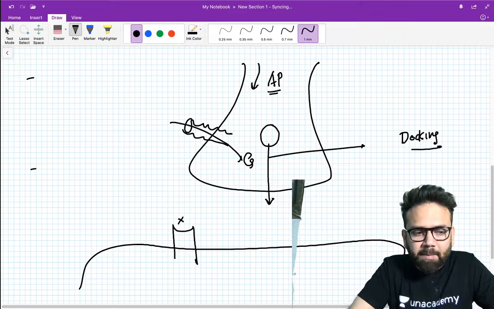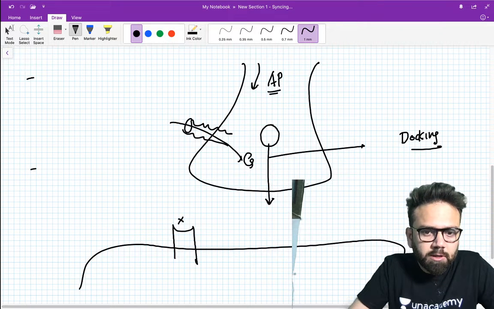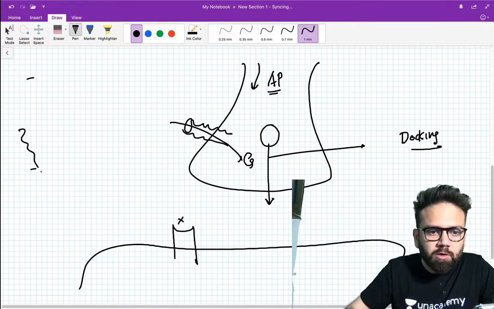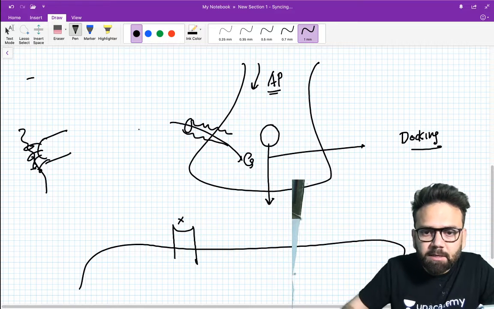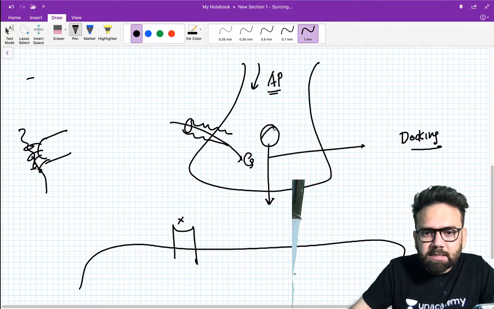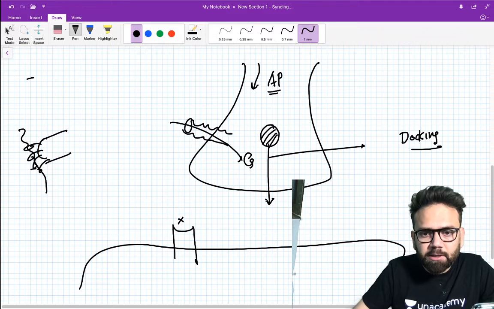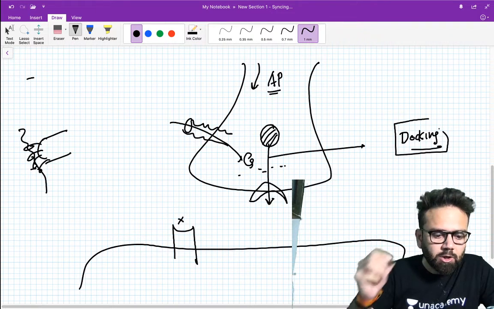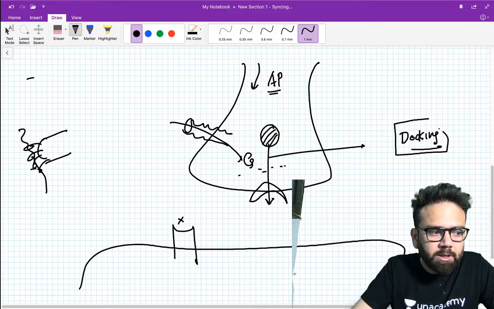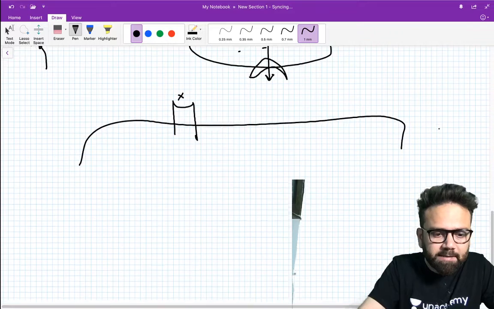So what is the exact mechanism of docking? What is a dock? At the seashore, when ships come and are entangled by chains, it is called docking. Similarly, these synaptic vesicles behave like a ship, and they have to be deloaded. For this there is a phenomenon called docking. A question can come in your examination regarding docking, so you should know exactly what the mechanism is.